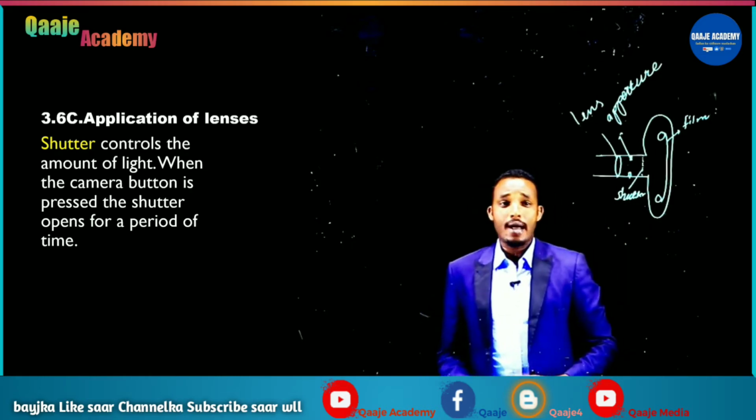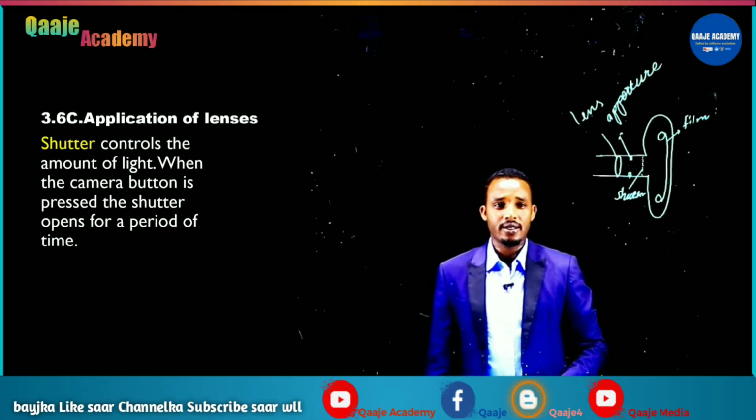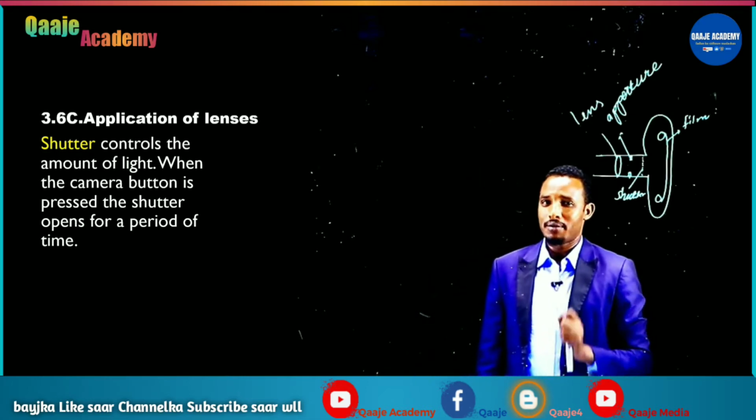Shutter controls the amount of light entering the camera. When the camera button is pressed, the shutter opens for a period of time.